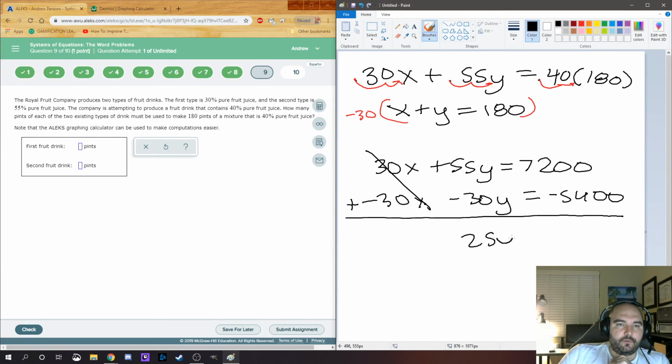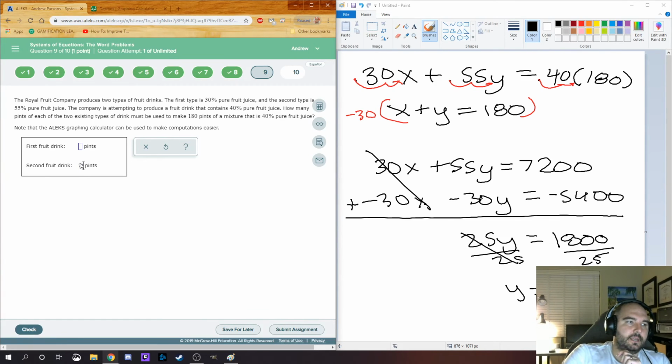I get 25y equals, this adds up to 1800. Does that add up to 1800? That adds up to 1800. Then I divide by 25. I get 4 times 18, whatever that is, 72. So the second fruit drink is 72. Why do I know it's the second? Because, well, I made y the second fruit drink, the kind that was the 55% kind.